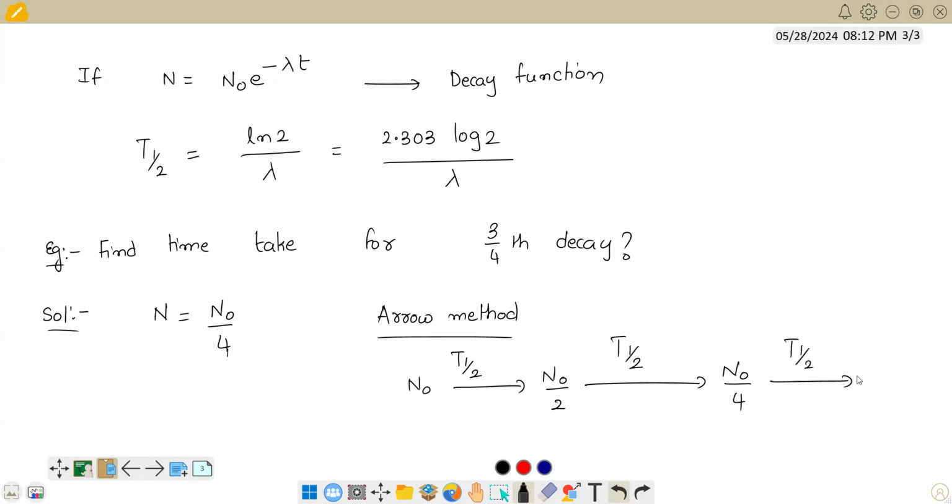We can actually test it out and see it, and again it would become n naught by 8, and this process would go on forever. So if I ask you what is the time taken for 3/4 of the decay, you can say half decay, another 1/4 decay. So the answer would be t half plus t half, 2 into t half. So the answer would be 2 into ln 2 by lambda.